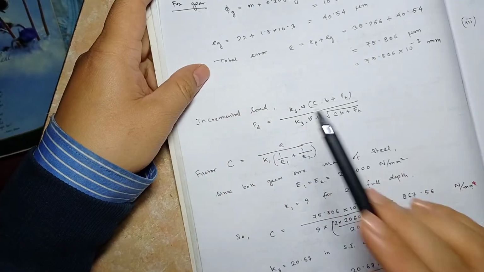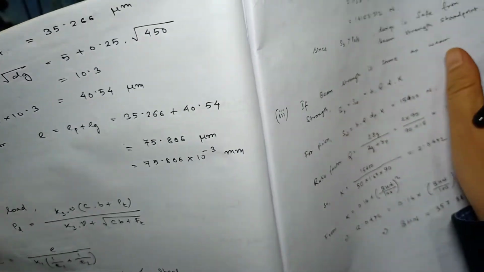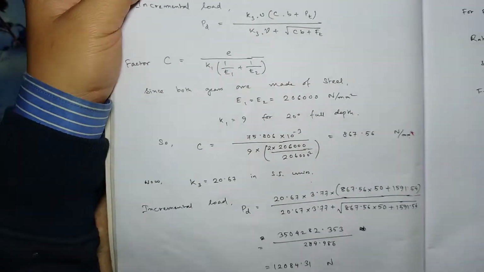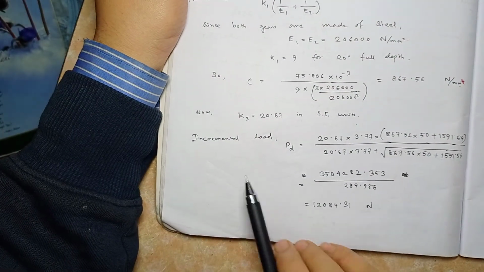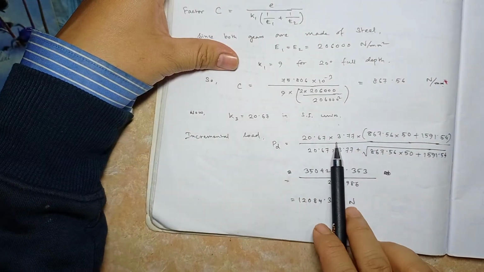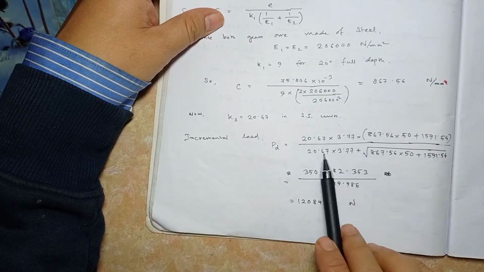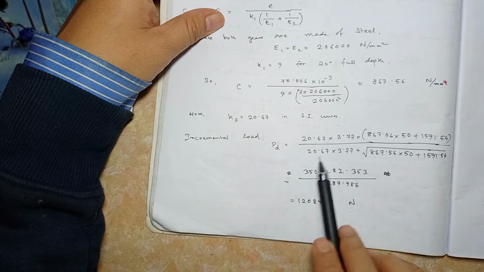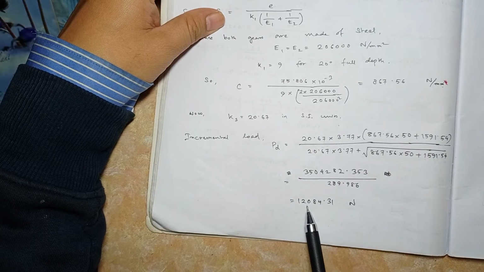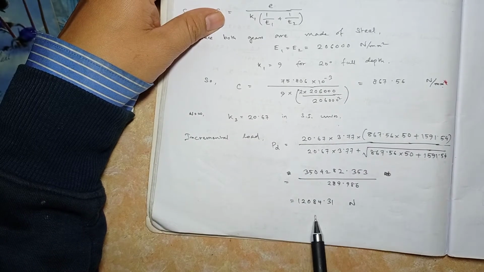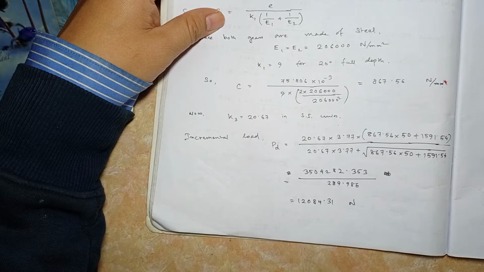K3 is also known, V is also known. V is the pitch line velocity. Now you see this is the incremental load after putting all the values. 20.6, this is this one, and here this is root over of this addition. After calculating that, we get PD as 12,084.31. This is a very huge amount of incremental load.